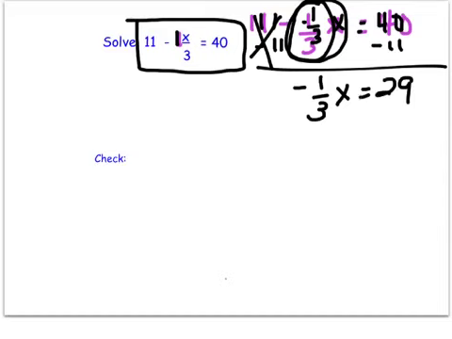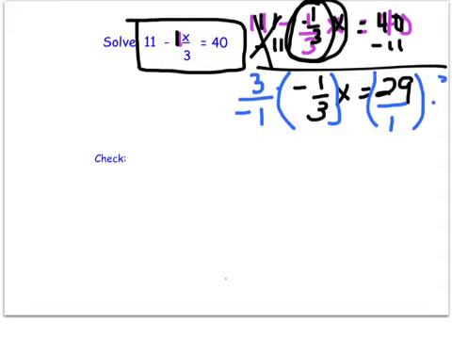Okay, now I'm in an equation, and I have a fraction with my variable. So what do I have to do? I've got to flip it. So I'm going to make sure I write 3 over negative 1. I'm going to multiply those. Whatever I do to one side, I've got to do to the other. I'm going to turn 29 into a fraction. So I'm going to multiply that by 3 over negative 1.